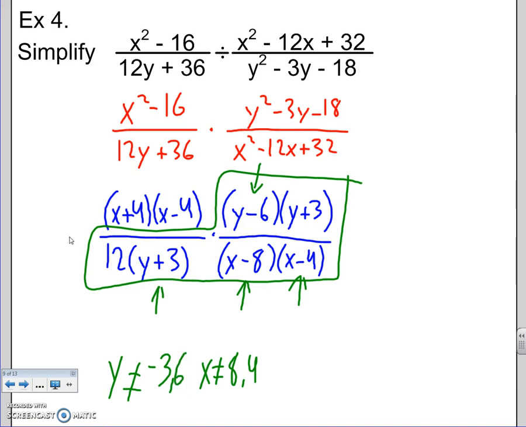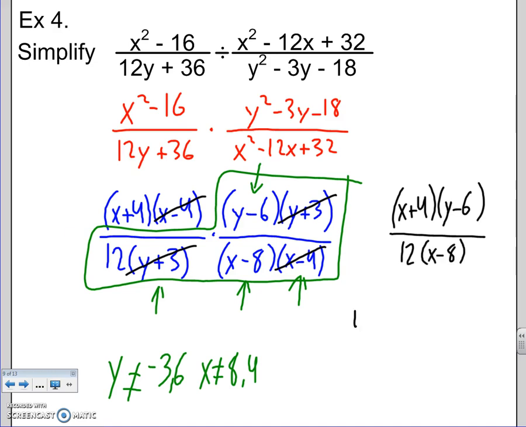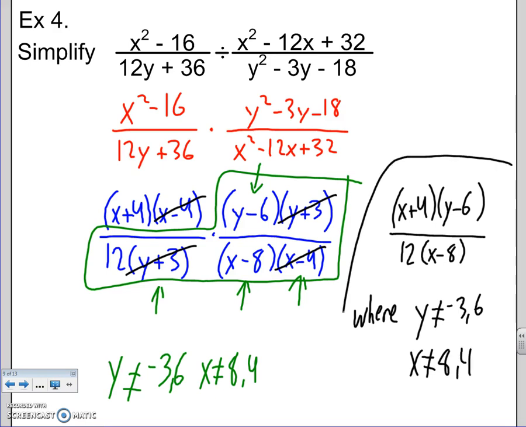All right, finally, cross out the repeats. So y plus 3, x minus 4, x minus 4, and that's it. My final answer is the top part is x plus 4, y minus 6. Bottom part is 12 parentheses x minus 8. And the restrictions are where y cannot be negative 3 or 6, x cannot be 8 or 4, and that is it. All right, so that's how you multiply and divide fractions and reduce by factoring.